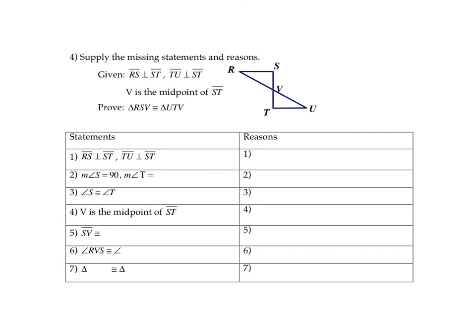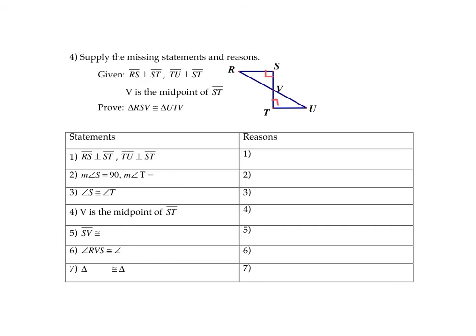Okay, in example 4 here, we have a little bit of information that we know. We're going to mark up the diagram, and then we're going to try to fill in the blanks in the proof. So we're given that line segment RS is perpendicular to ST. So that means that we've got a right angle there. We also know that TU is perpendicular to ST as well, so we've got two right angles.